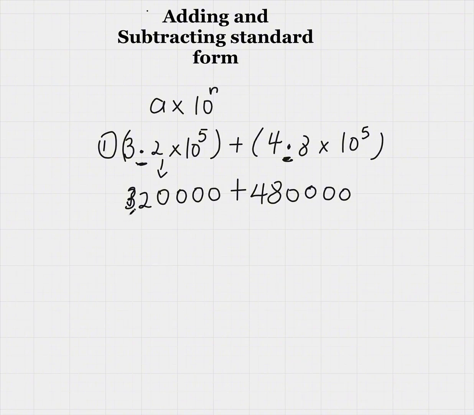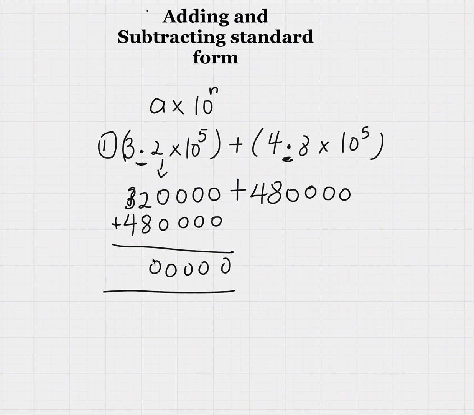Adding the two numbers, let's use column addition to add that. 0, 0, 0, 0. That will give you 10, so you write 0, and then you carry a 1 on, making 800,000. So 800,000, if you want to write this back in standard form, what would that be?